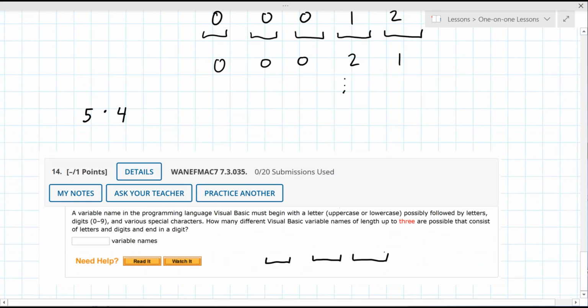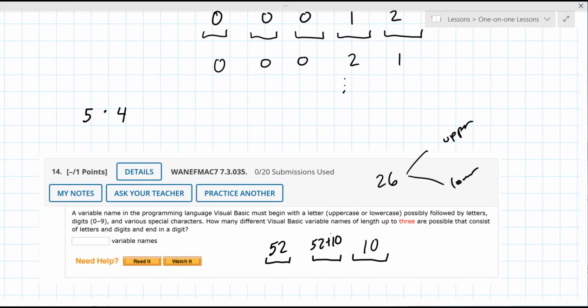Okay. So it said that they have to start with a letter. There are 26 letters, but if you go upper and lowercase, that gives you 52. It has to end in a digit, so there's 10 digits. The middle one, though, is going to be either a digit or a letter, so there's 52 plus 10 that go here. So we'll try that. We'll see if that works, where you just multiply those together.